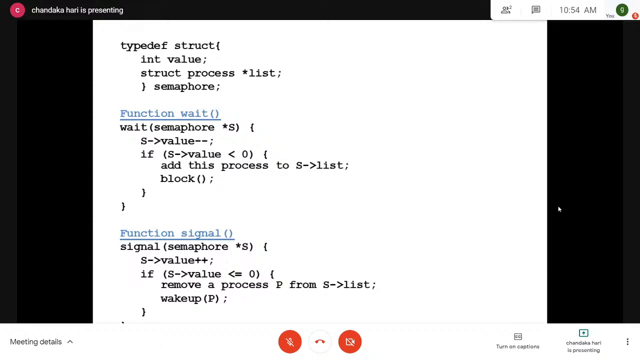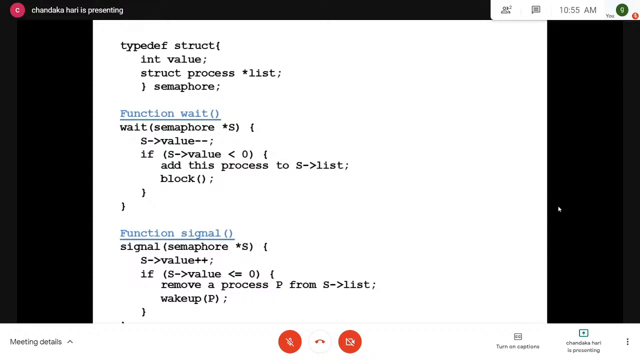Another process makes a requisition for this semaphore variable, then immediately minus 1 minus 1 becomes minus 2. That implies minus 2 indicates there are two processes waiting in the semaphore, and so on. Whenever a process requests a wait system call, the semaphore value is decremented. If it is not equal to 0, the process is simply put in a queue and asked to wait.